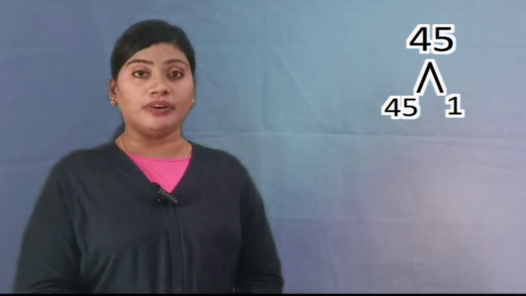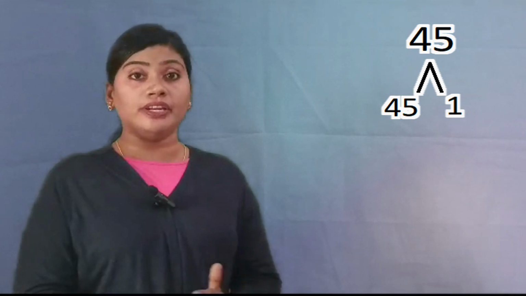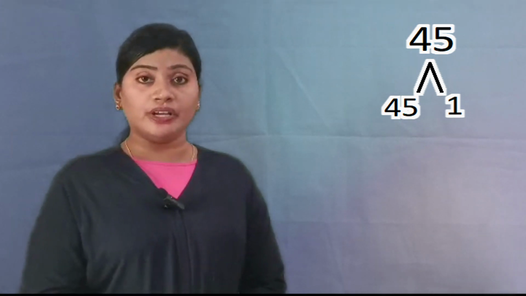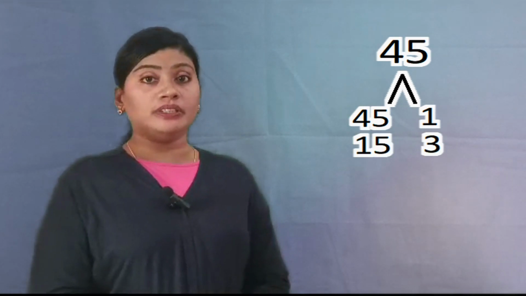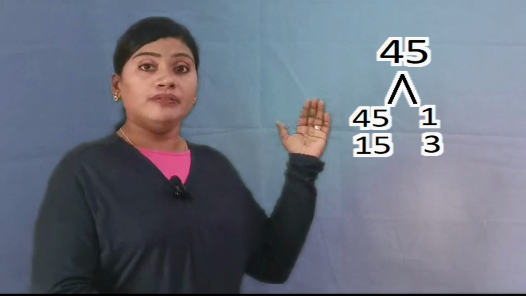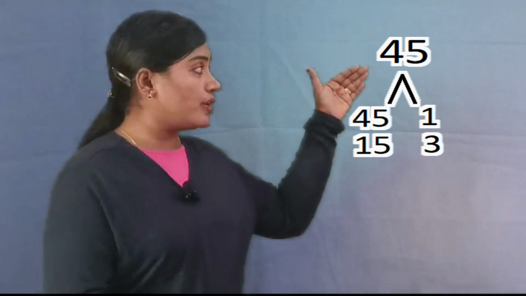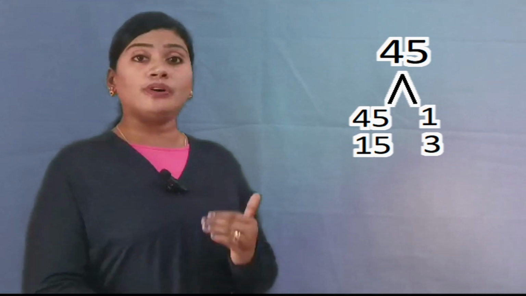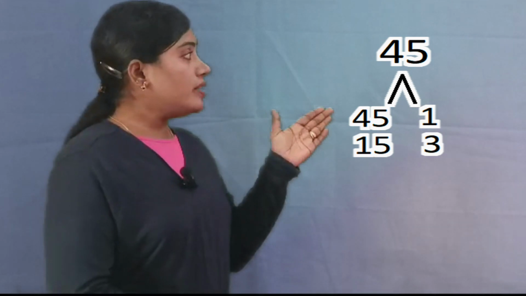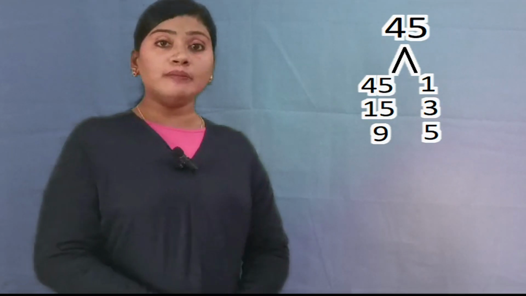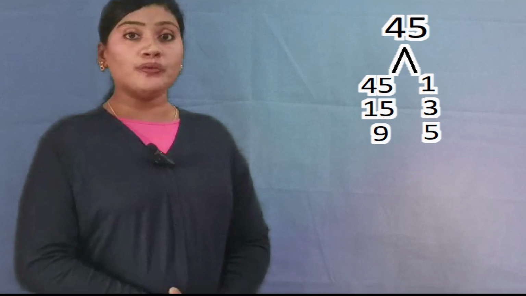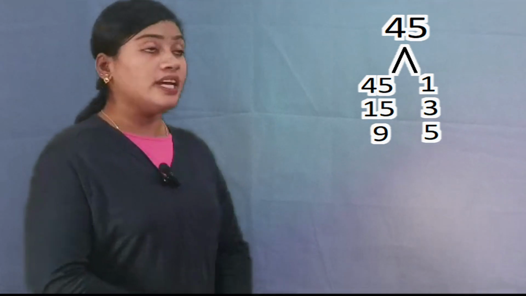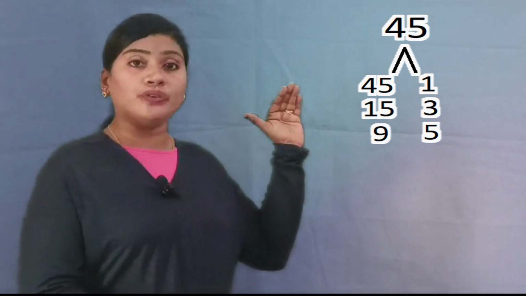Obviously, we can start with 1. We know 1 is a factor of every number. Then go to 2. We know 2 is not divisible into 45, so 2 is not a factor of 45. Then go to 3. 15 times 3 is equal to 45, so 3 is a factor of 45. Then we know 4 is not a factor of 45. Then go to 5. We know 9 times 5 is equal to 45, so 5 is a factor of 45. These all are the factors of 45.